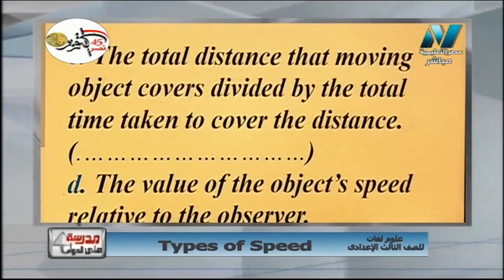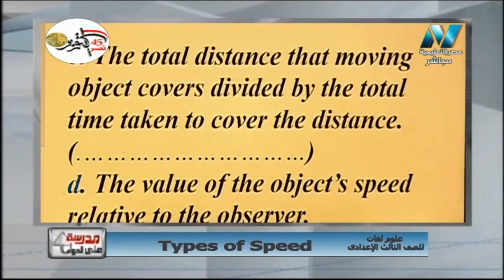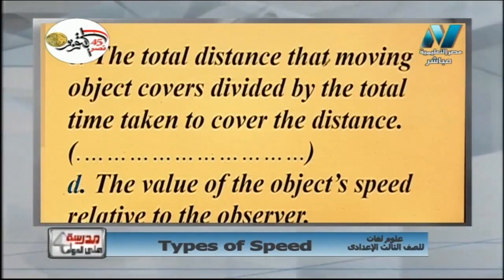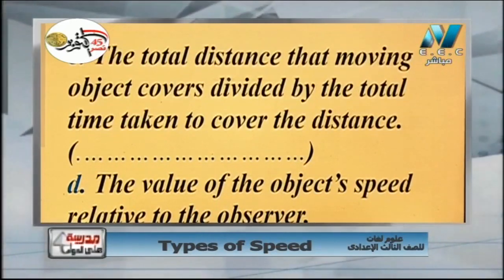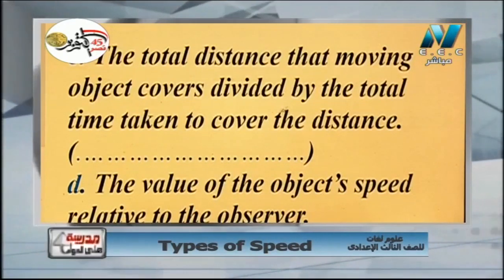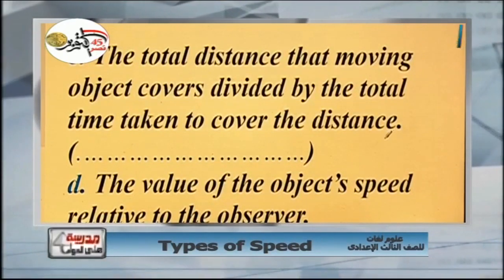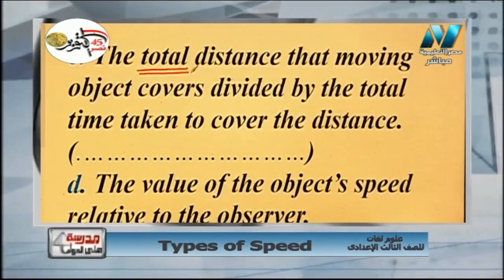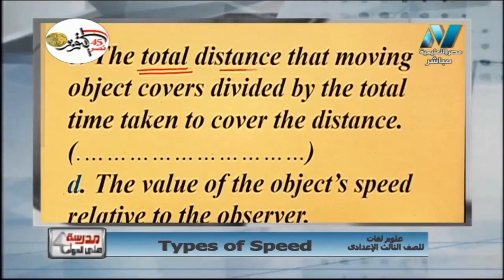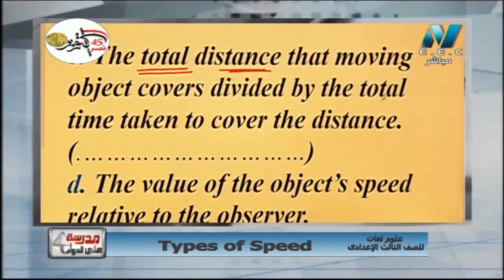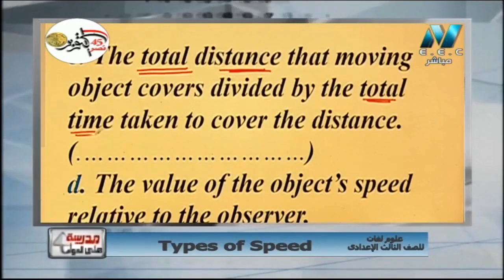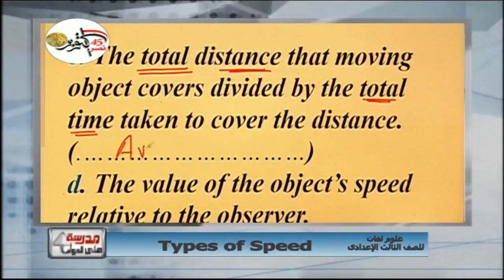Next question is a scientific term. We have the total distance that a moving object covers divided by the total time taken to cover this distance. We have total distance covered over total time taken. So we have average speed.